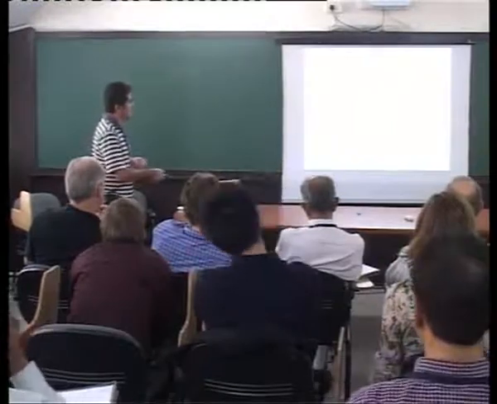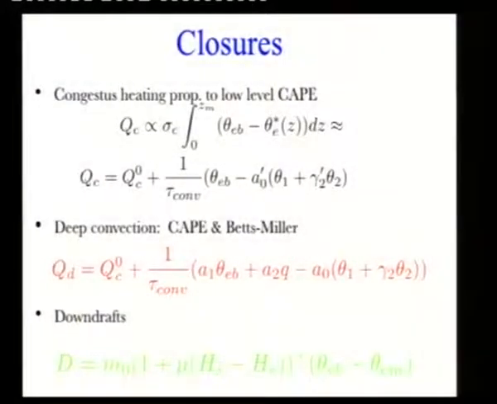And the downdrafts, as you see, are proportional to the difference between the theta E in the boundary layer and the mid-troposphere. And also there is the effect of the stratiform, and there is, of course, the negative effect from congestus, because congestus is pushing up, these guys are pushing down, so you have to have more downdraft when there is less congestus.